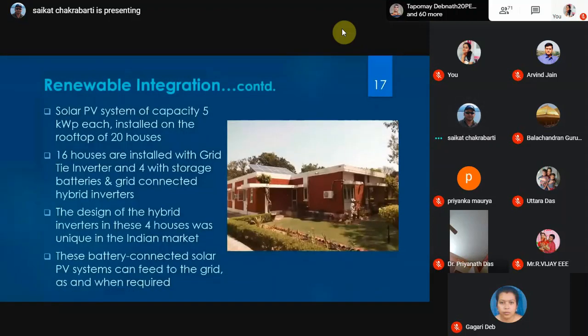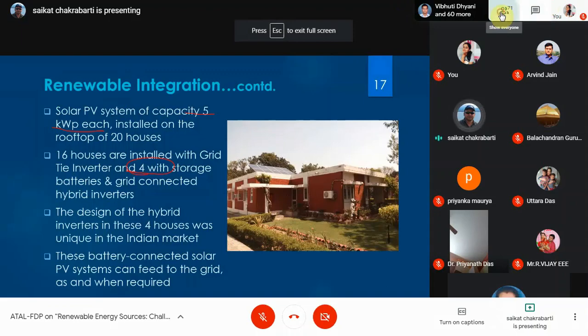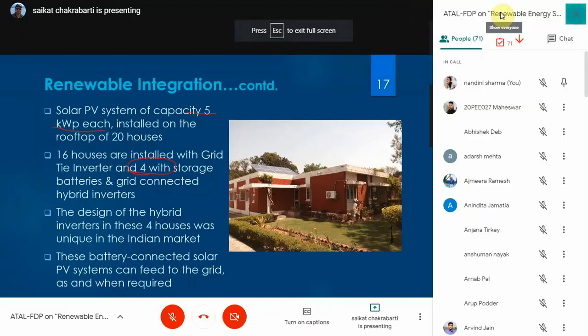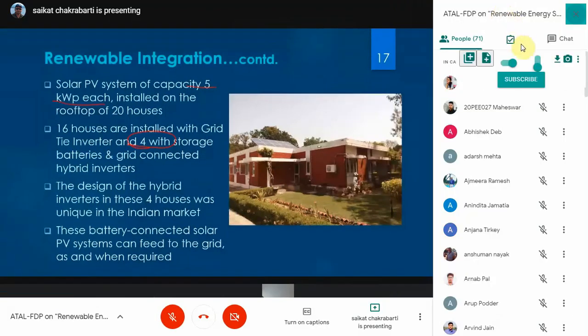This is one such example house, not my house, it's not so well kept. So we have 5 kilowatt peak of solar PV on top of each of these houses. 4 houses have hybrid inverters. In fact, my house is one of these houses. My house has become a lab now.